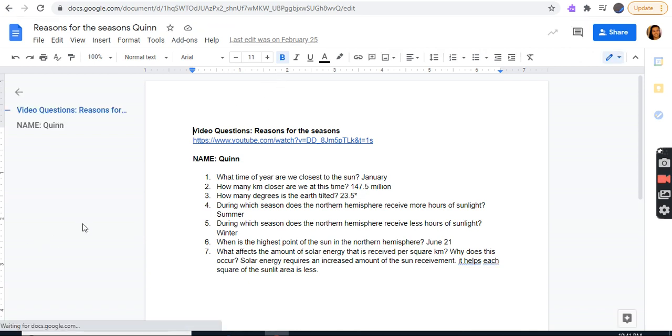Reasons for the seasons. Okay, so what time of year are we closest to the sun? January. How many km closer are we at this time? 147.5 million. 23.5 degrees. How many degrees is the Earth tilted? 23.5 degrees. During which season does the Northern Hemisphere receive more hours of sunlight? Summer. During which season does the Northern Hemisphere receive less hours of sunlight?